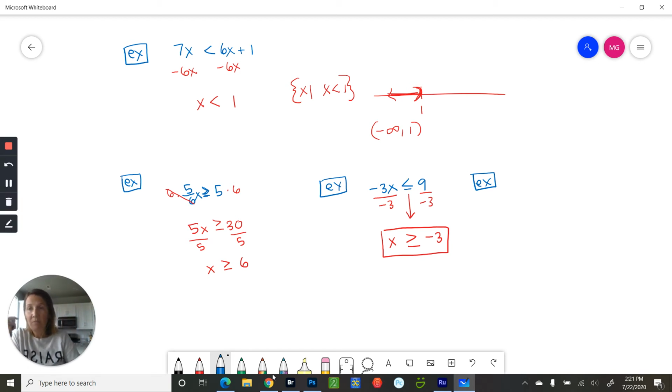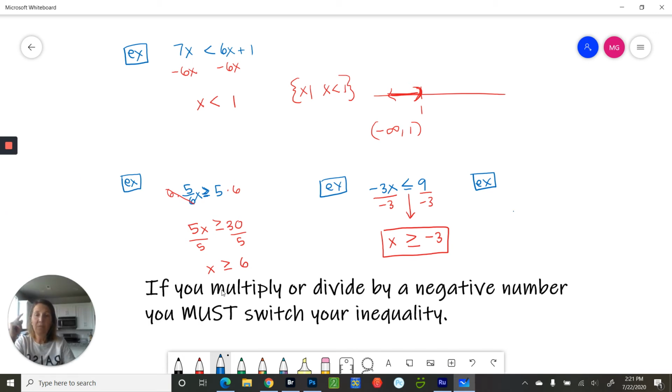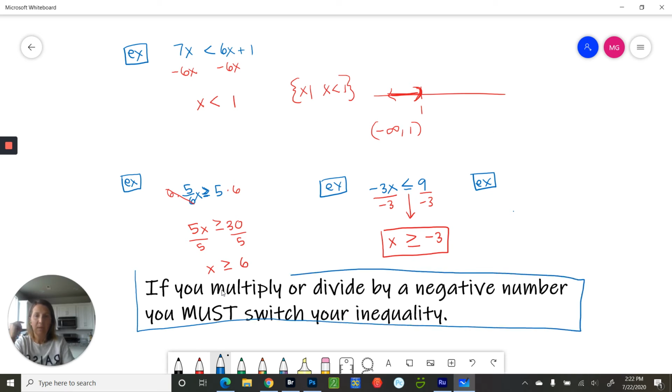So we have one very, very important thing to remember. If you multiply or divide by a negative number, you must switch your inequality, okay? Now, the more important thing to remember that I see all the time, if you subtract a number, it does not flip the sign.